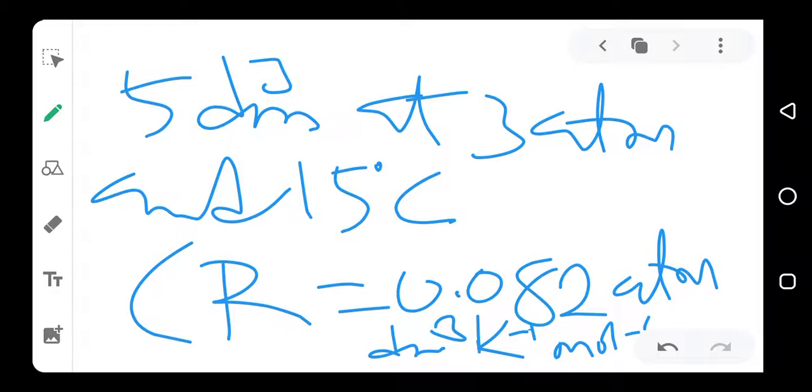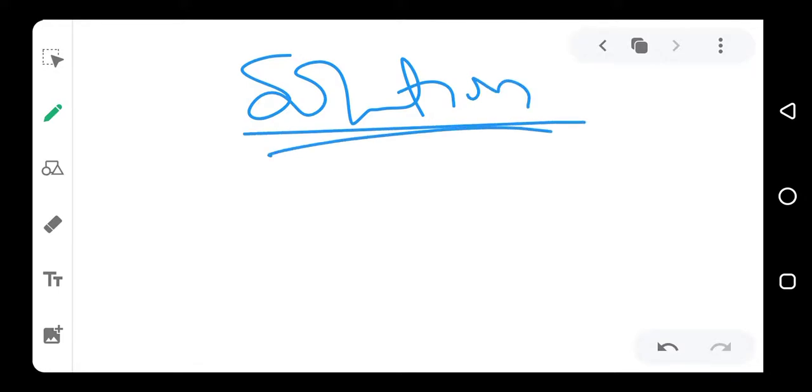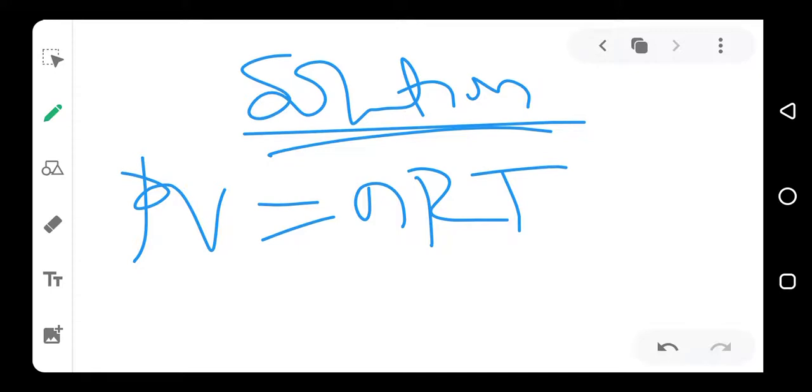Now to solve this, solution for ideal gas: when we are given R, we begin to suspect ideal gas law. And for ideal gas, PV is equal to nRT. Can we get our P? Can we get our V? Can we get our R and T? We are looking for the number of mole, and number of mole is the small n.